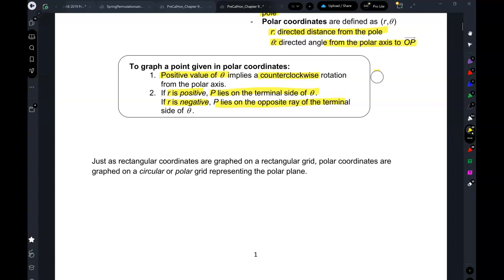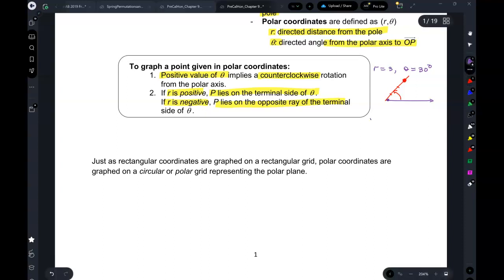suppose you have a radius of 3 and theta is 30 degrees. Okay, so here's the polar axis. From the polar axis, you rotate 30 degrees. That's the ray that you rotated, correct? If your radius is 3, you go 1, 2, 3 units out, and that's where your point is.